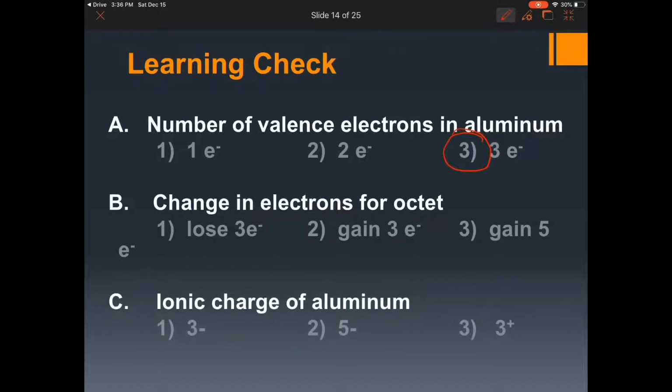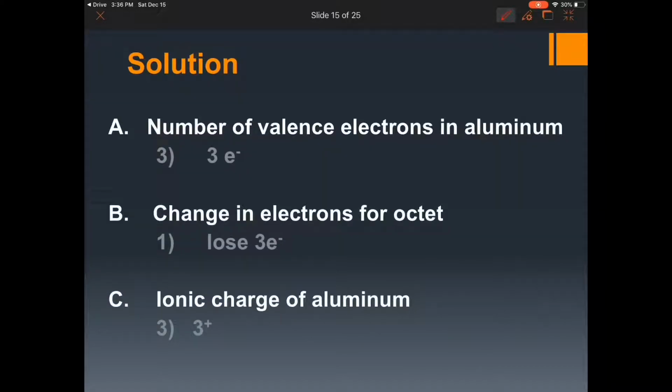So let's do learning check B. What change for aluminum is going to give it an octet? Aluminum's typically going to want to lose 3 electrons. So then what is the ionic charge for aluminum? Well, if it's losing 3 electrons, that means it's going to have a +3 charge. Awesome. We answered all those questions.